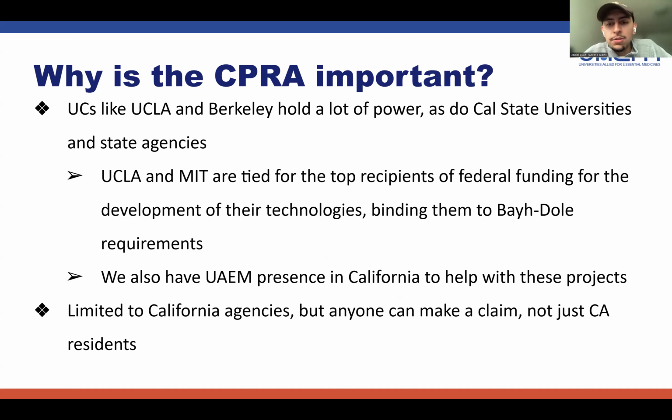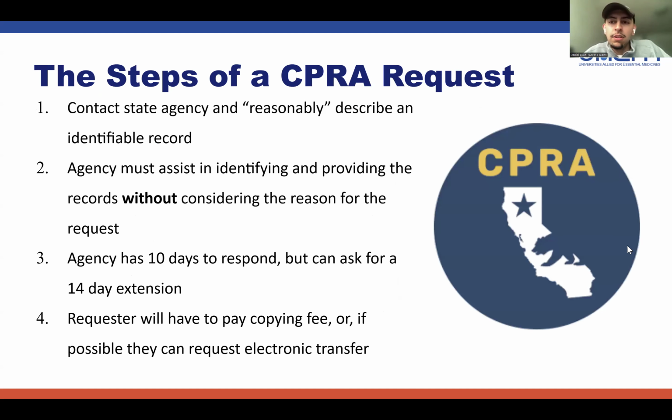And so now I'm going to get into the steps of a CPRA request. These are just like a general outline. We're going to actually send out a letter with a little bit more details on how to submit a CPRA request after this. But yeah, first you would just contact the state agency and reasonably describe an identifiable record. So basically, you just want to describe what you're looking for. You want to make sure you're being as specific as possible because you don't want to leave them any room to deny your request because it was unclear. So just be as specific as possible and tell them what you're looking for exactly.